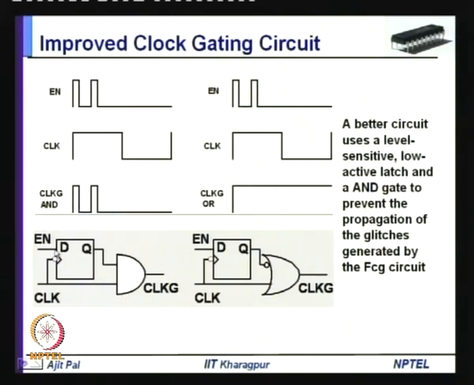Since it is a low active latch, unless the enable signal is enabled before this part, the enable signal does not reach here. As a consequence, these glitches will not reach the output, and the gated clock signal will be glitch free. The same is true for this OR circuit; here also you can add a latch. So, either this AND gate based clock gating circuit or OR gate based clock gating circuit is commonly used for getting the clock in different parts of the circuit. So, this is about the clock gating circuit.